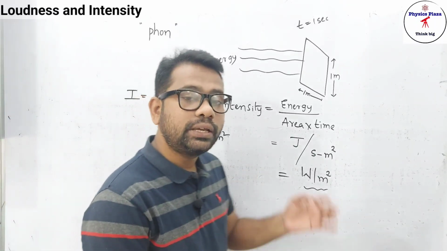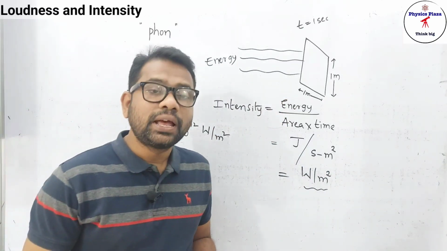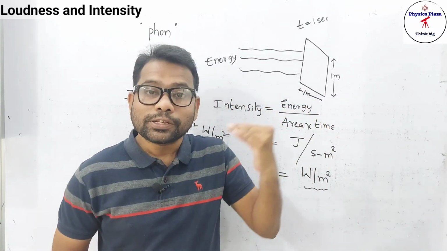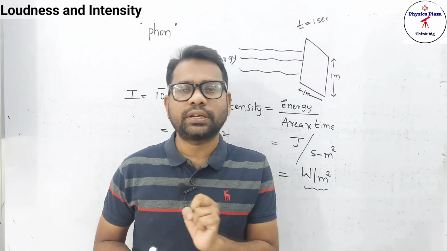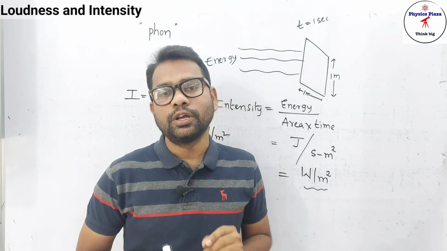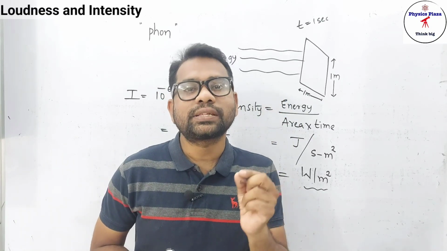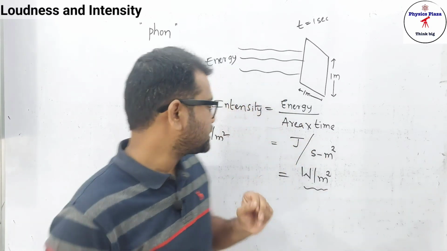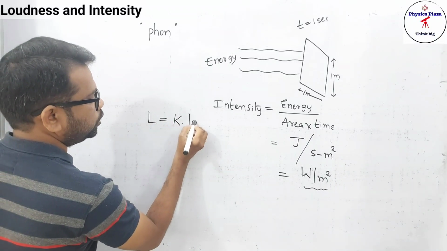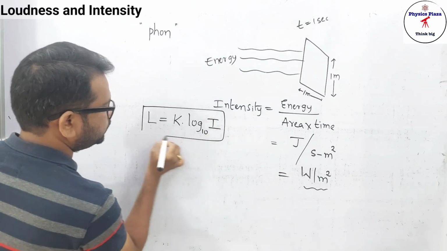But how this intensity is related to loudness is very, very important. Children, obviously, as the intensity increases, loudness also increases. As the intensity decreases, loudness also decreases. But they are not exactly proportional to each other. It won't increase or decrease in a proportional manner. So there is a certain standard relation between loudness and intensity of a sound. Let us see that now. Here loudness is equal to K log 10 of I, where I is the intensity of a sound. So this is how both are related.